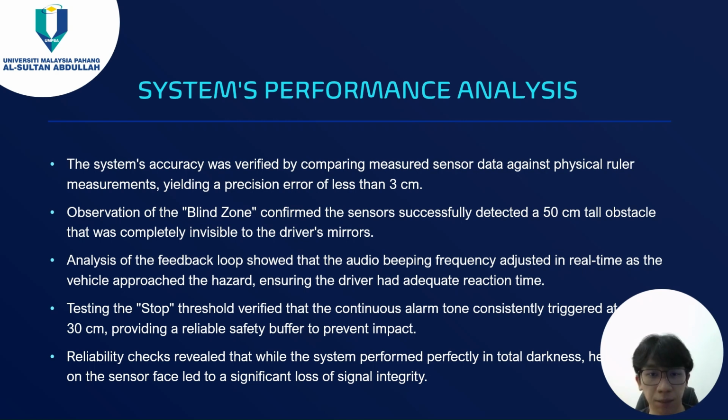This is one of the examples. So let's say that the blind zone includes a 15 cm tall obstacle. The system will help the driver to identify the 15 cm tall obstacle, and it will assist the driver to avoid any contact between the obstacle and the car.